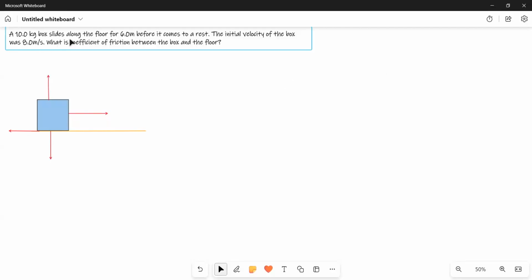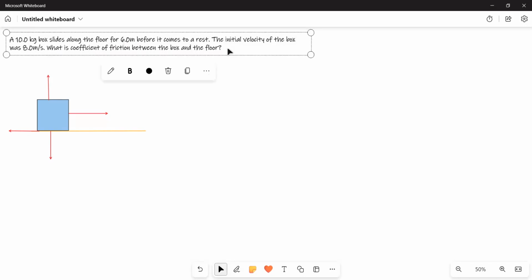A 10 kg box slides along the floor for 6 meters before it comes to rest. The initial velocity of the box was 8 meters per second. What is the coefficient of friction between the box and the floor?